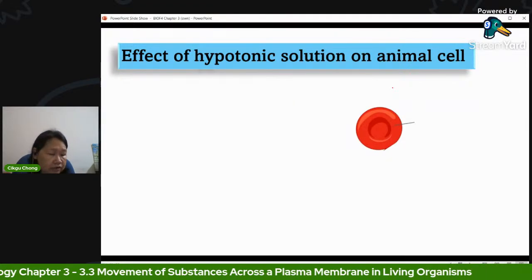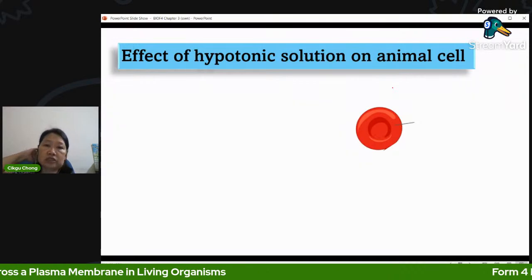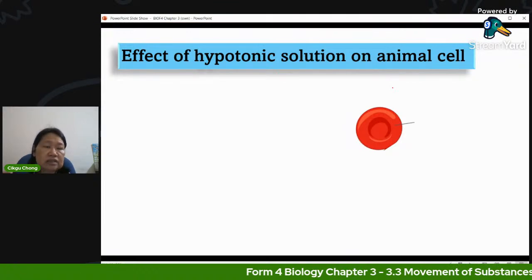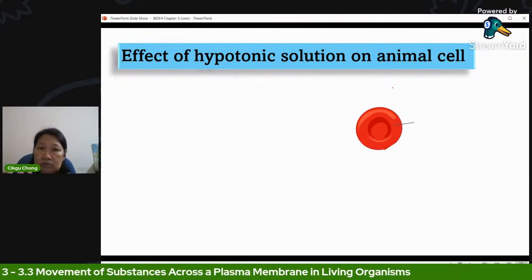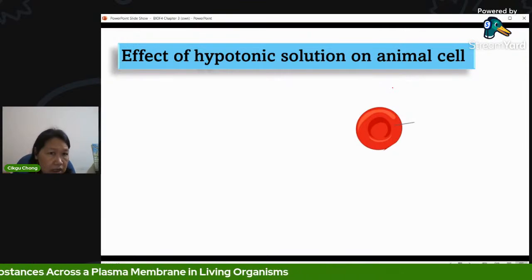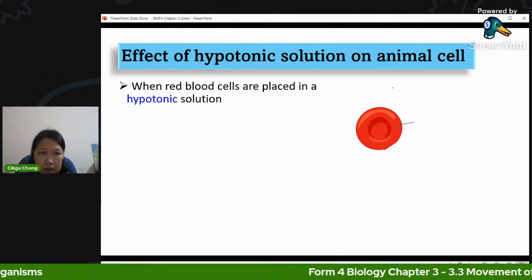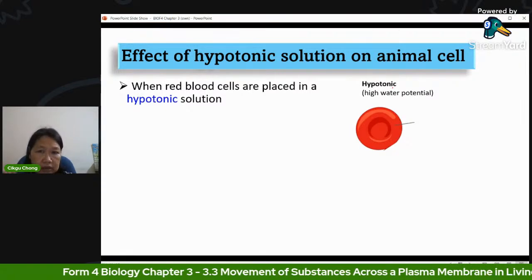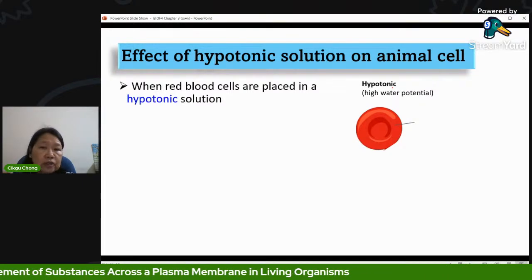Okay, let's look at hypotonic first. Let's see what happens if I subject a red blood cell in a hypotonic solution. Okay, I can put it in pure water, let's say distilled water. Distilled water is always hypotonic because there's only water there. Okay, there is no mineral dissolved inside the distilled water. So distilled water is always a hypotonic solution. Okay, when red blood cells are placed in a hypotonic solution, the water outside is called hypotonic. Okay, it's high water potential. Hypotonic means there is very little solute. There's a lot of water, right?